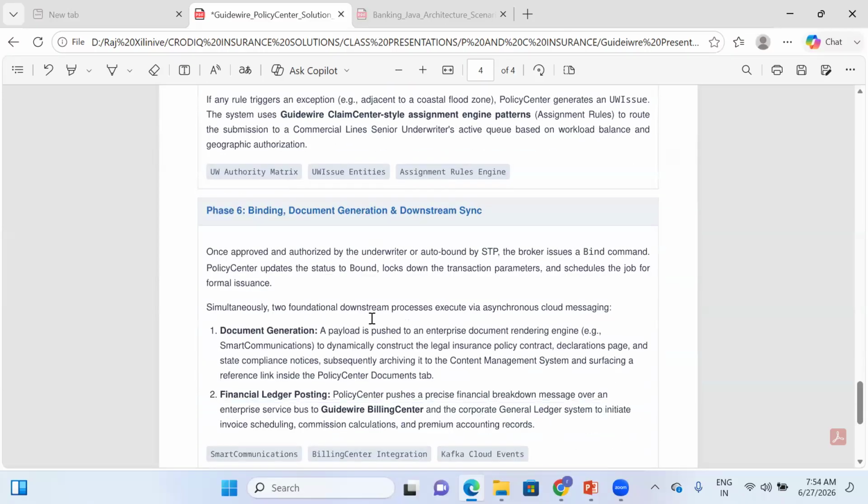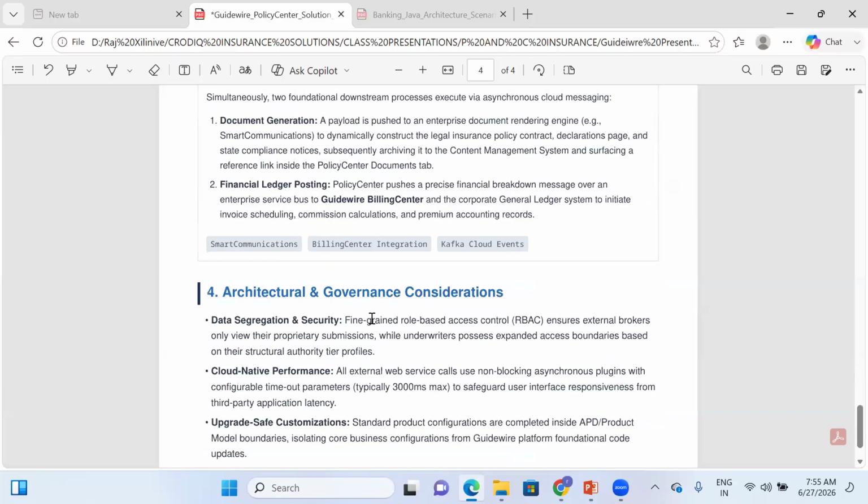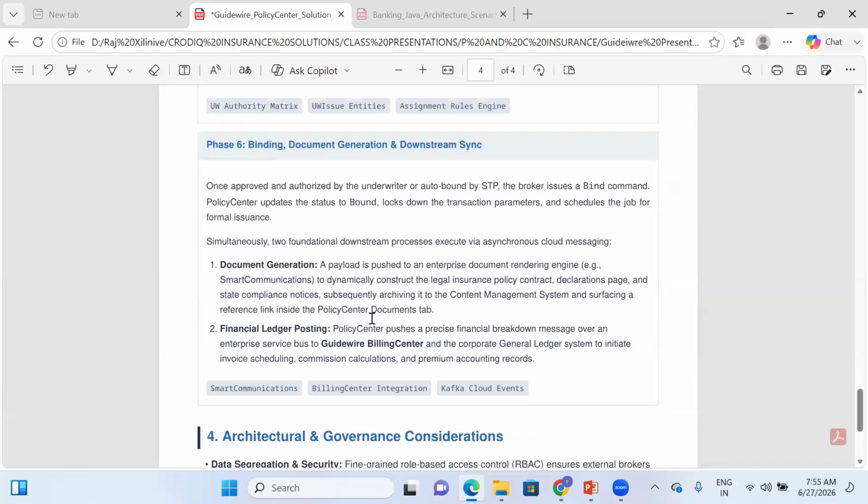Next, binding, provided when there is any quotation accepted by the customer. So we bind the policy based on the payment the customer has paid. Automatically, that will be integrated to the billing center, of course. Once the payment has been made, the document will be shared with the customer. Policy document I'm referring to. This is all about the document generation, etc. Everything will be part of it. So these are the major areas.